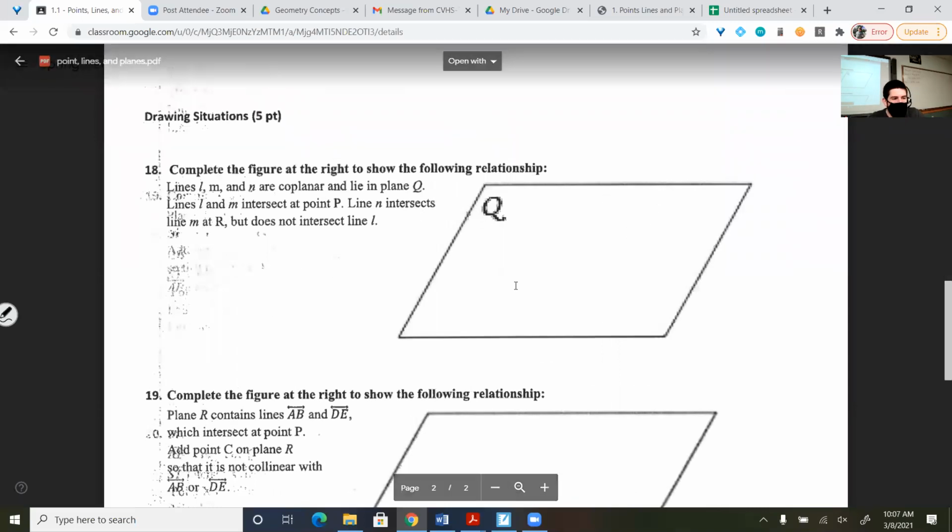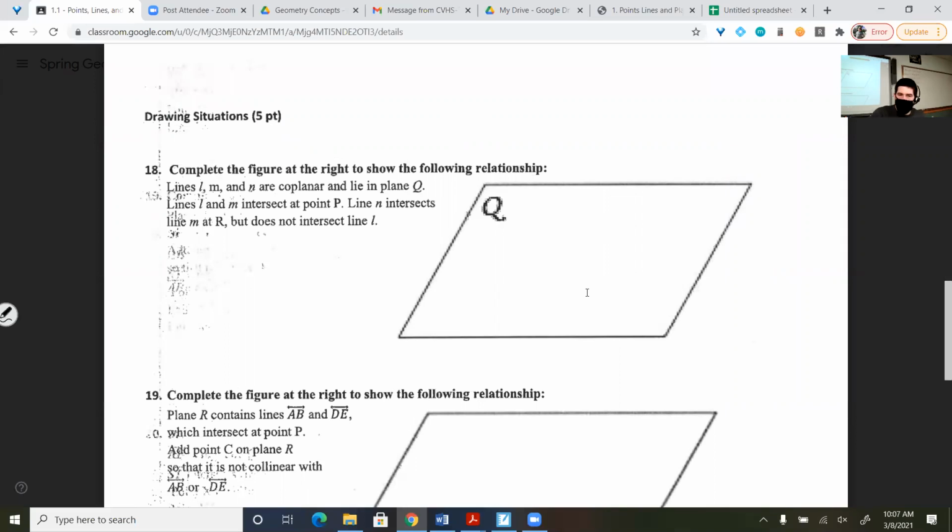So again, I would like you to draw this diagram somewhere. It can be in your notes or on your own homework. You are going to want to create 3 lines, lines L, M, and N, and you want to show that they are coplanar and that they all lie within plane Q. Now, when you go to draw that, also keep in mind that lines L and M should intersect at a point, that point being point P, and that line N intersects line M at another point, point R, but it does not intersect line L.